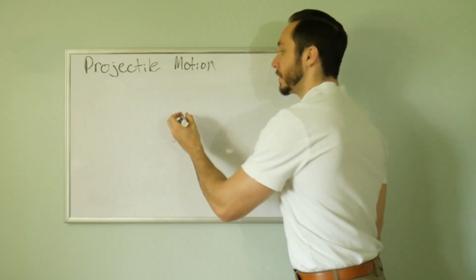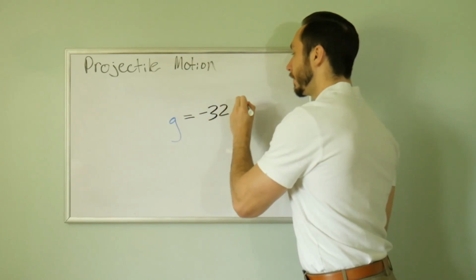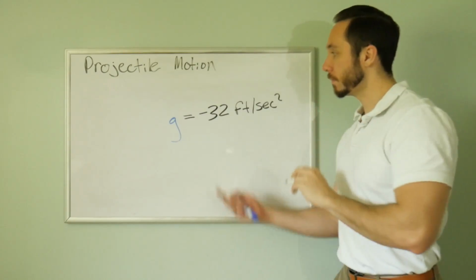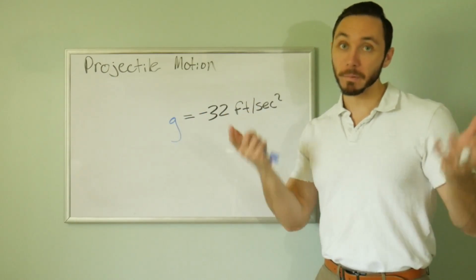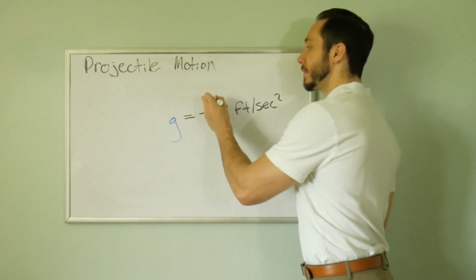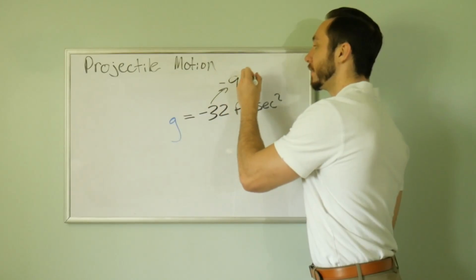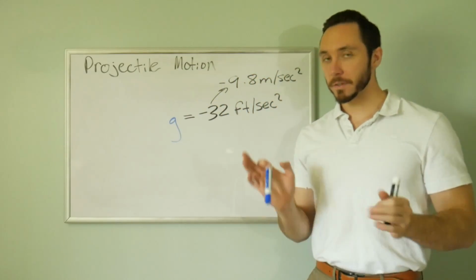So what we'll say here, we'll say that g is equal to negative 32 feet per second squared. So we put a negative in front because negative means we're going down, or positive would mean we're going up. I'm sticking with feet, but this is also the same thing for meters per second. We would just say negative 9.8 meters per second squared. So that's the thing about dropping an object.